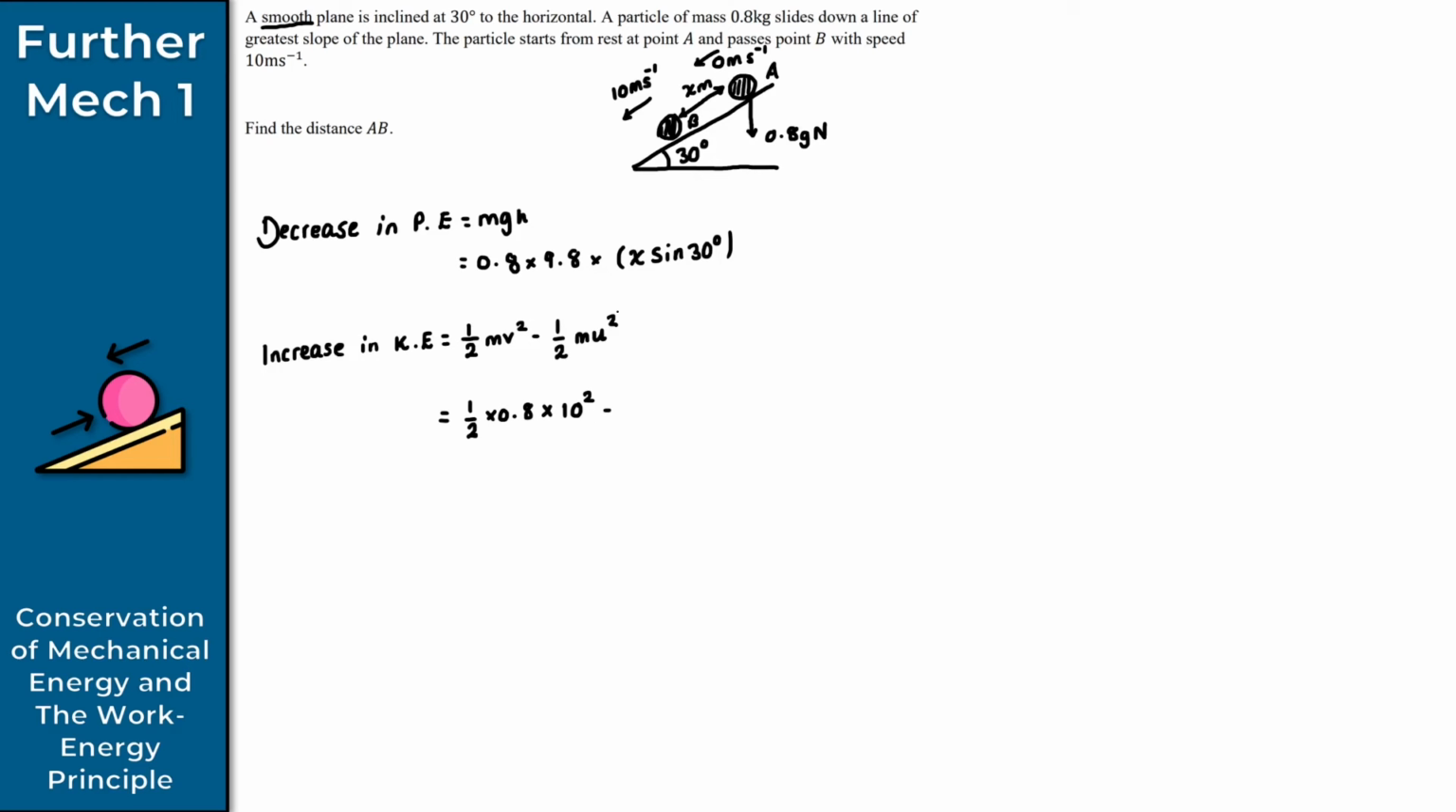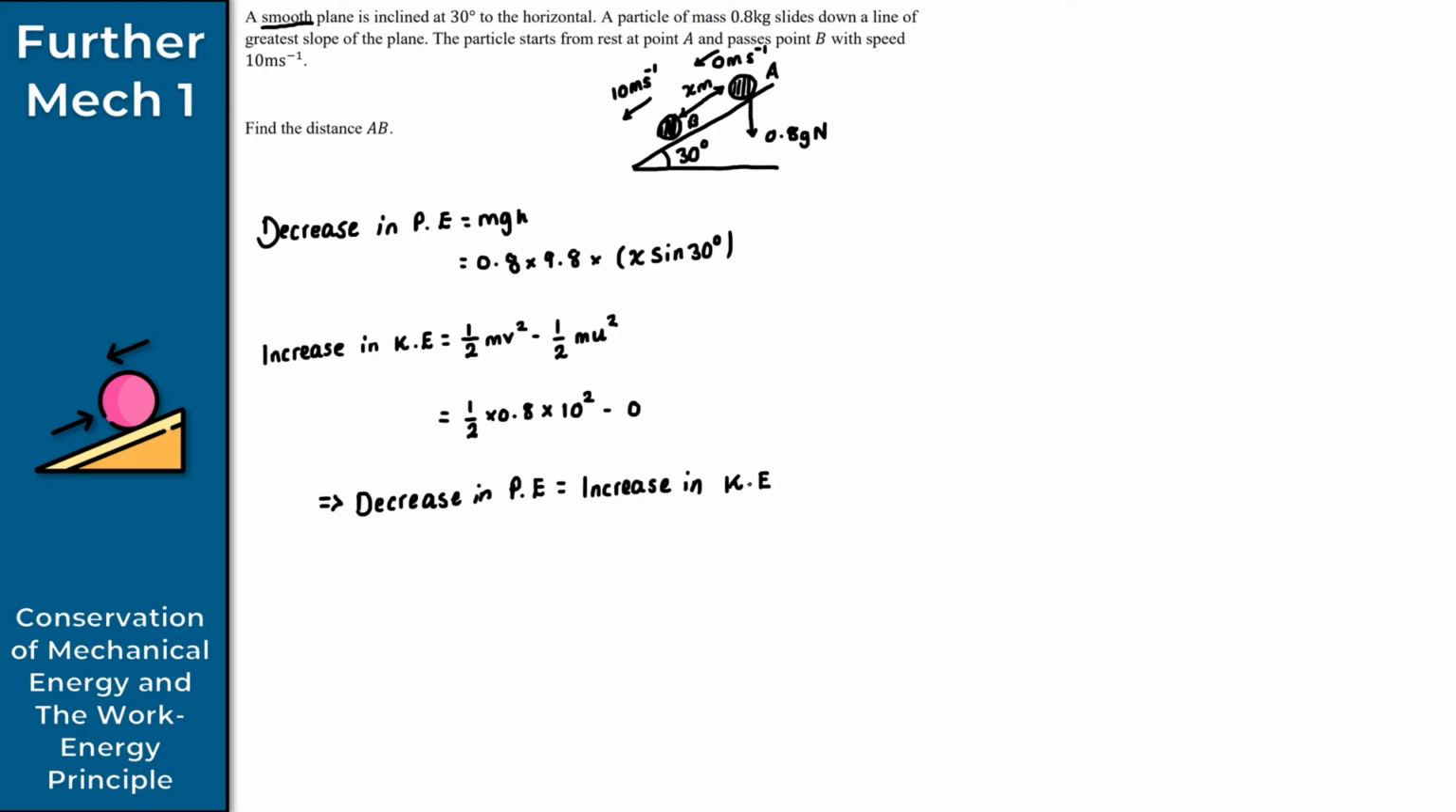And at this point, we're just going to subtract 0, because I've got a half times 0.8 times 0 squared, which all of that is just 0. So minus 0 here, like so. And as we mentioned before, the only force acting on the particle that is doing work is gravity. So we now apply the principle of conservation of mechanical energy. And what that tells us is the decrease in potential energy is equal to the increase in kinetic energy.